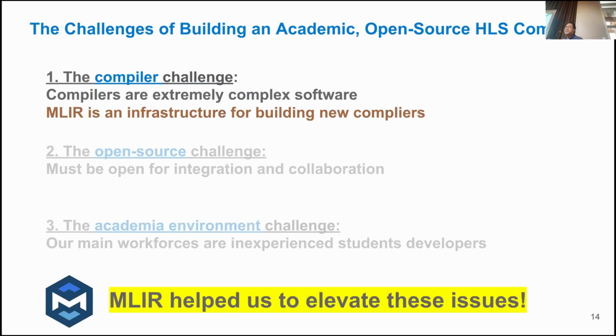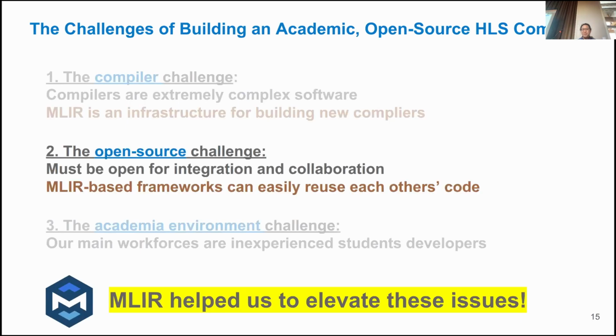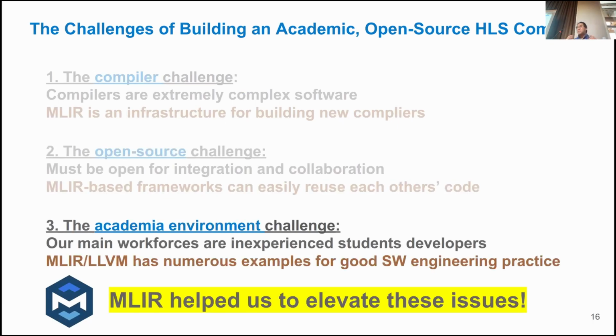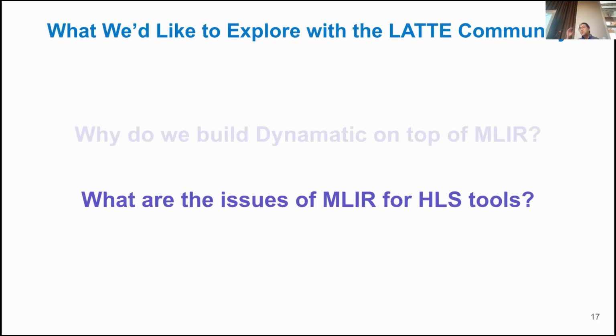For instance, MLIR is the infrastructure for building new compilers. It allows MLIR-based frameworks to easily reuse each other's code. And also, it is built by professionals, which means it contains good software engineering practices that we can borrow. So what could be more interesting for the community is perhaps the issues that we identified.